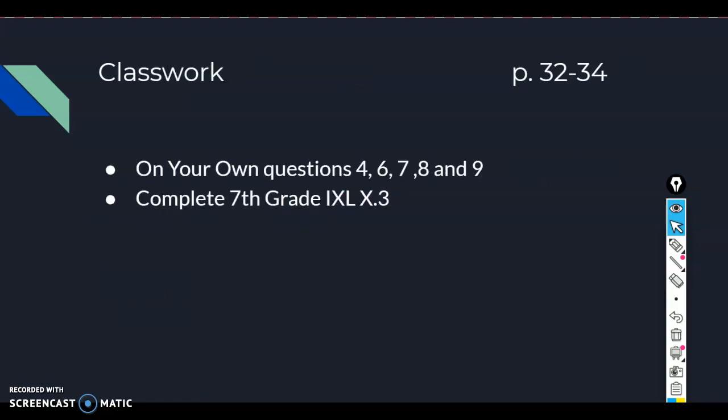You have two assignments for today. The first is the On Your Own questions on pages 32 to 34. On these pages, you need to answer questions 4, 6, 7, 8, and 9 on a sheet of notebook paper to turn in for a grade. Also make sure that you completed IXL X3 with 90%. All of your unit IXLs are due, so make sure you have them all completed.